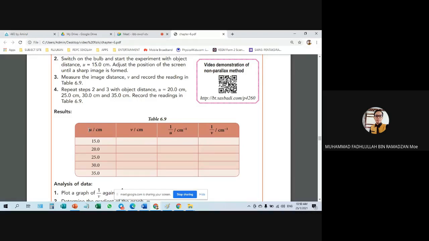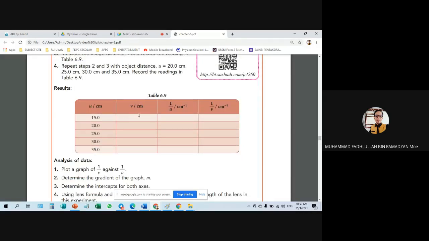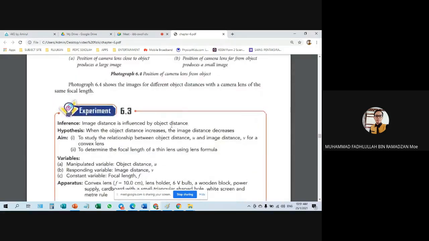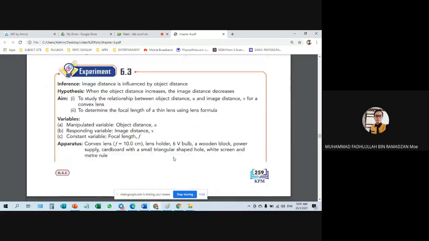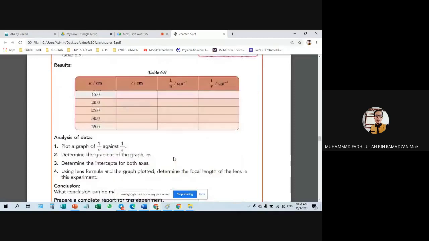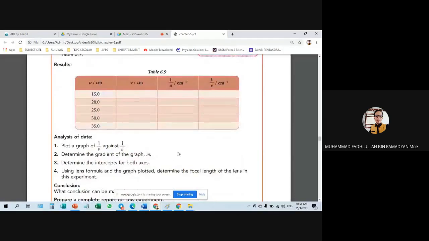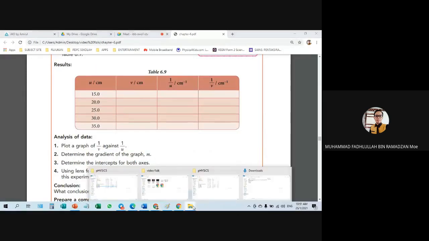So kita dah dapat yang ni object distance. So what is V? And then kena letakkan pula 1 over U and 1 over V. Sebab kita nak apply the lens formula yang ni tadi lah. So 1 over U plus 1 over V. Okay. So yang ni berapa? Ni saya share pada awak terus lah. Dia punya result.